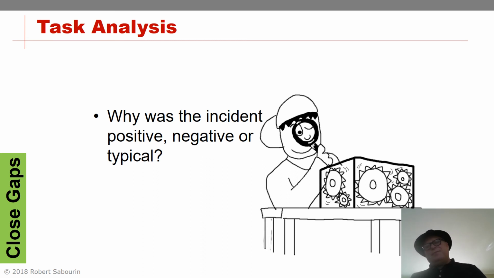Well, first of all, if it hasn't been made clear already, I asked the question, why was the incident categorized the way it was? Why did you think that was a positive incident? Why did you think that was a negative incident? Any special reason for you to consider this a typical incident? So I'm just looking for the why the delegate or the speaker or the interviewee subject classified it that way.